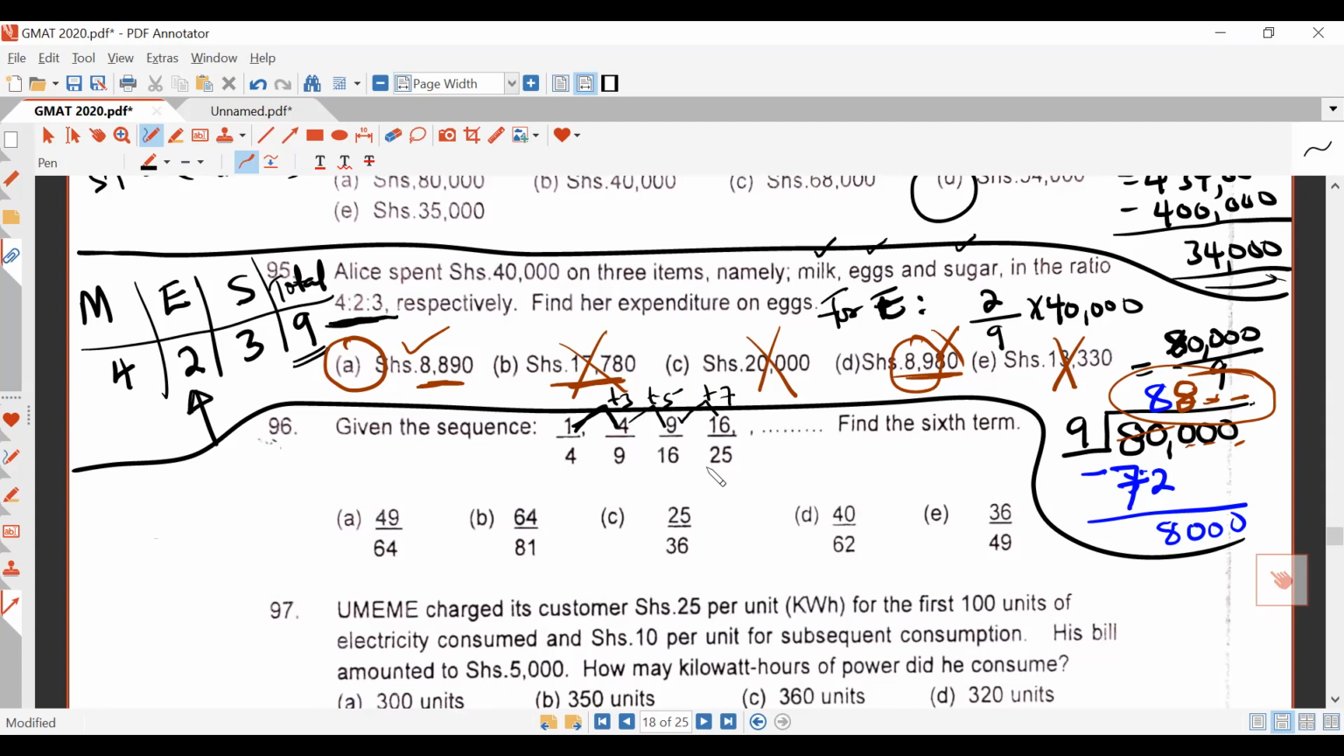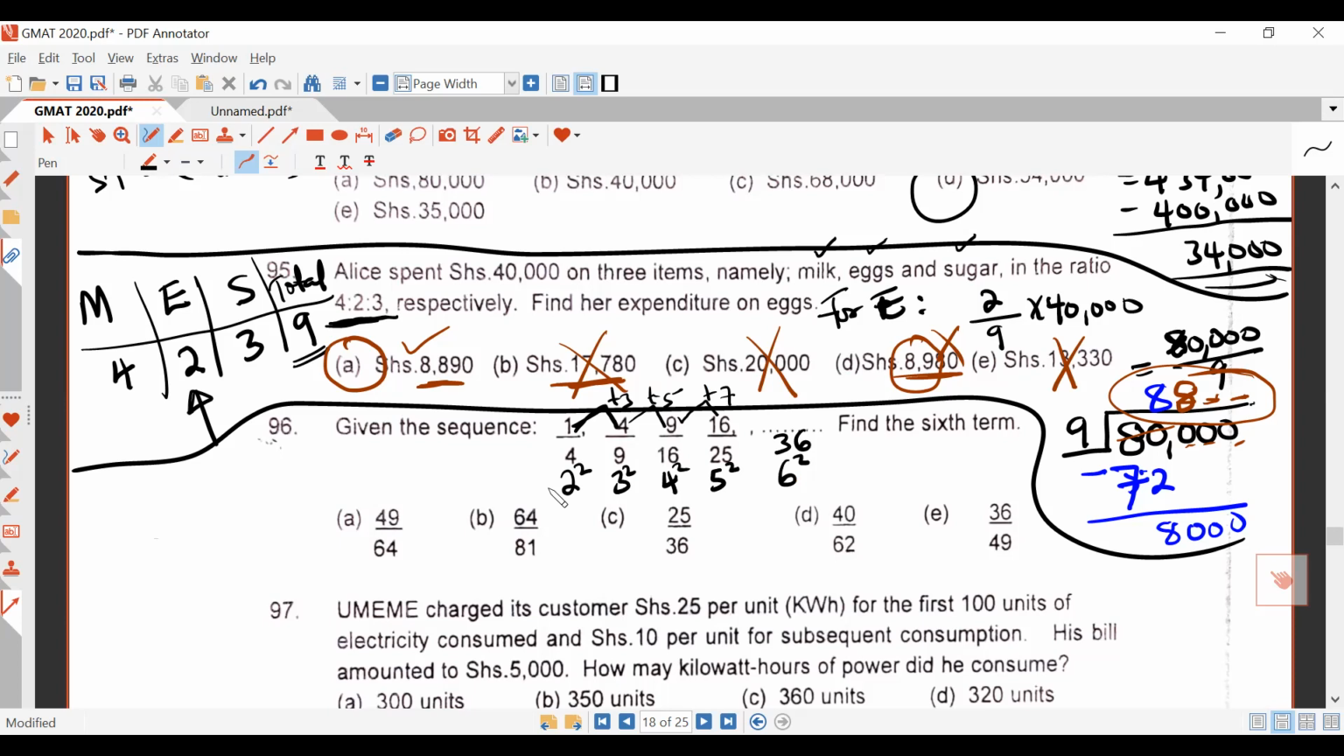There's something common, like the first one, the denominator, 2 times 2. Okay, two squared, yes. 3 squared. Three times five squared. So the next one will be 6 squared. Now, if the next one is 6 squared, that means that here we shall have 36, right? 36, and the numerator 25.